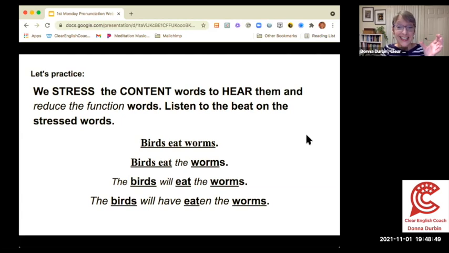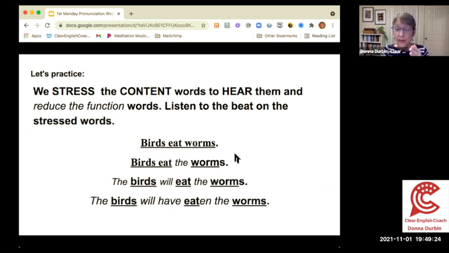We stress the content words so that we can hear them. We reduce the function words, and so there's a beat. There's a rhythm. Somebody was talking about rhythm. I don't know if you said rhythm or rhyme, because rhyme just means the words sound the same. They're only changing either the beginning or the ending sound. But here we're going to have a beat. Birds eat worms. All of these words are important. Noun, primary verb, noun. And in English, our sentence structure is noun, verb, noun, right?